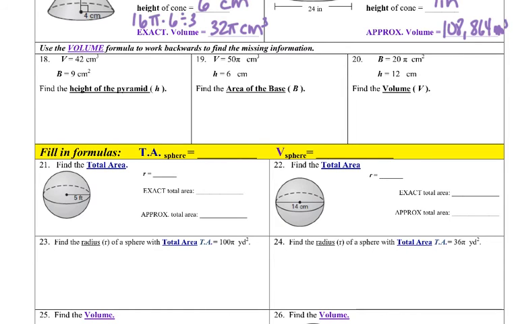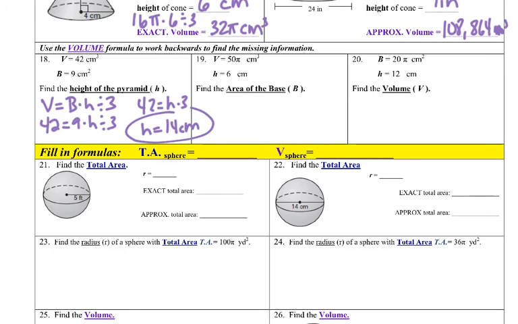Almost done. Let's see, I got to write out the formula. Volume is area of the base times height divided by 3. So 42 equals 9 times height divided by 3. 9 divided by 3 is 3, so if I divide 42 divided by 3, I get 14.